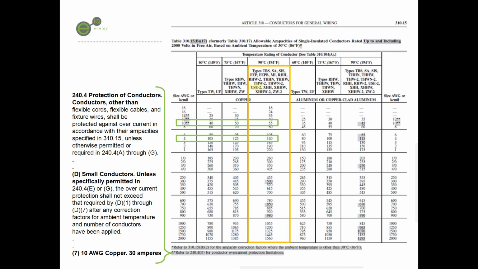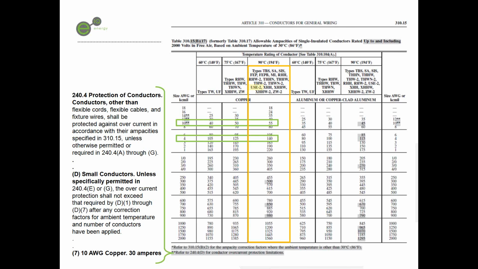So if we look to the NEC for guidance, we can take a look at what the NEC has to say about these things. The NEC says for number 10, I can have up to 55 amps on a USE-2 wire. And for number 4, I can have up to 140 amps. Now, obviously, we have to go through all sorts of downsizing on these numbers. But this is ultimately what these conductors are capable of being able to handle. And we'll get into a little bit about why that matters here in a second.